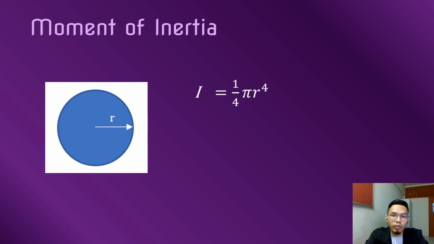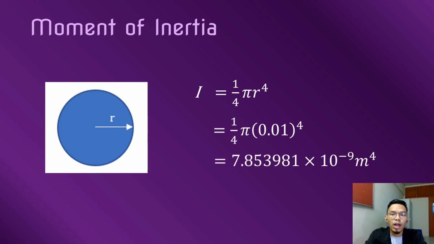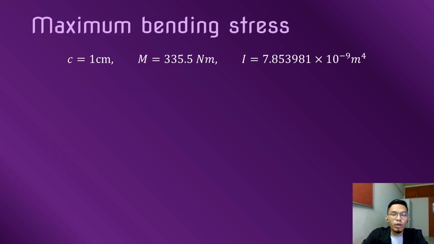4 times pi r to the power of 4. And then we insert the value of r. And we get the value of I is 7.85 times 10 to the power of negative 9 meter to the power of 4. So we have got the data for all parameters for the C, M, and I.